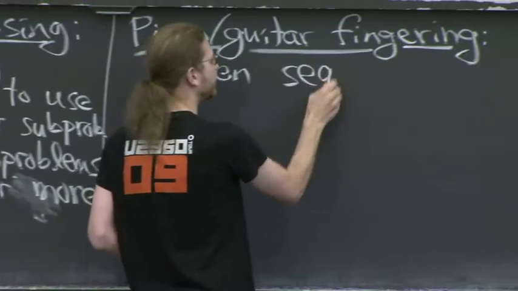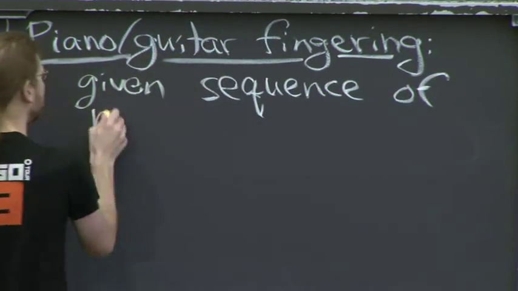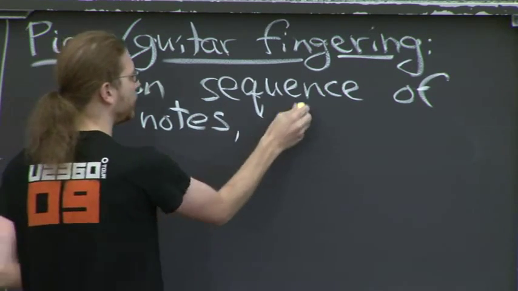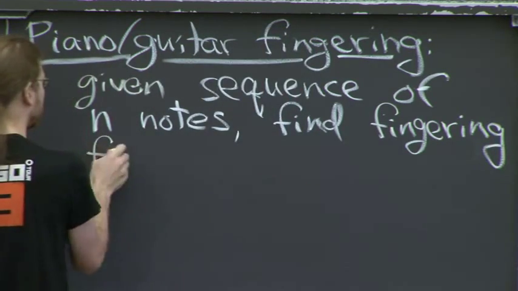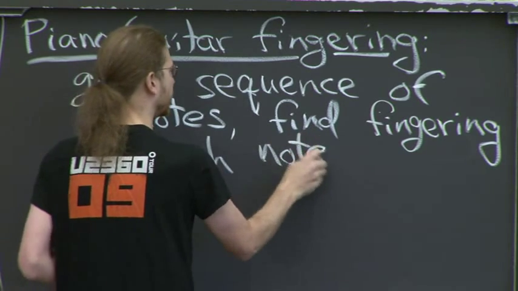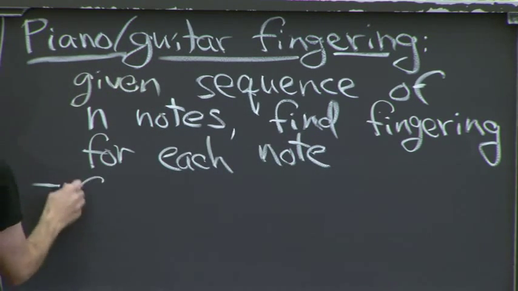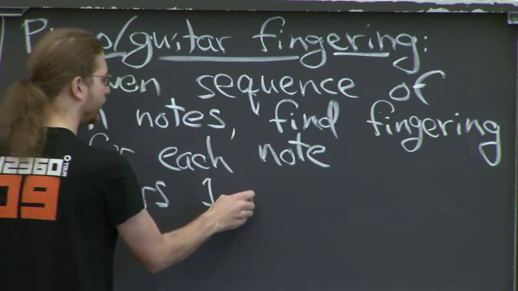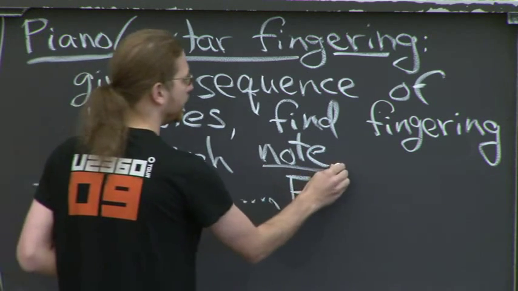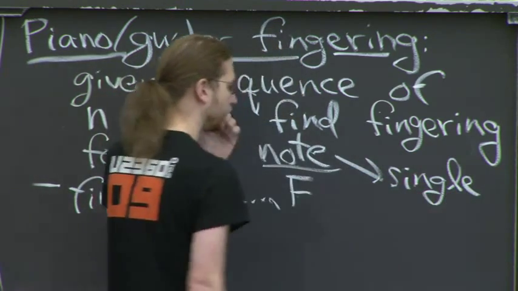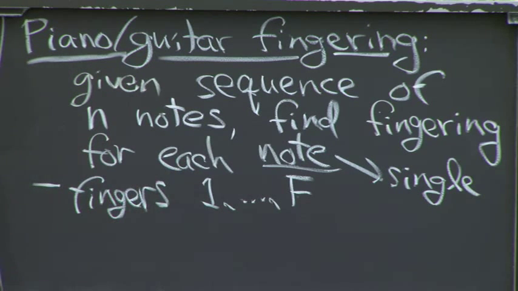So let's say we're given a sequence of n notes we want to play, and we want to find a fingering for each note. Let's say I'm going to label the fingers on your hand 1 up to F. For humans, F is 5 or 10, depending if you're doing one-hand or two-hand stuff. To keep it simple, let's think about piano, right hand only, playing one note at a time. We're going to make it more complicated later, but let's just think of a note as being a single note. Or you can think of guitar, single note, left hand playing things.